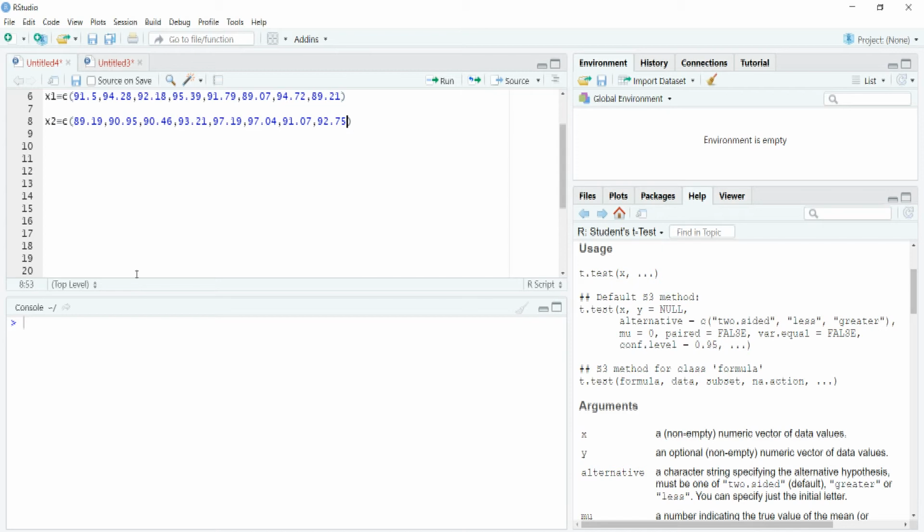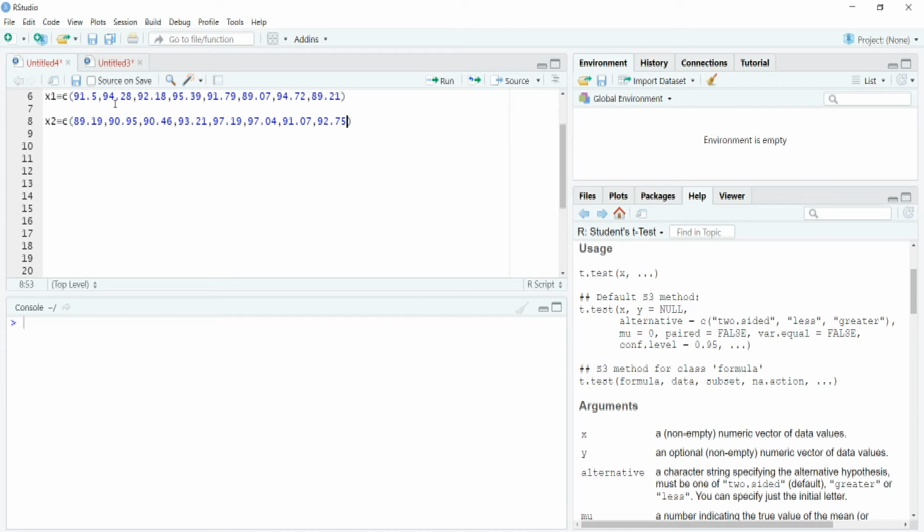Perform a two sample t-test on the two samples which are given to us, x1 and x2, as you can see, with each sample size being 8, and we are going to verify with a significance level of 0.05 whether there is a significant difference between the population means of sample 1 and sample 2 or not.